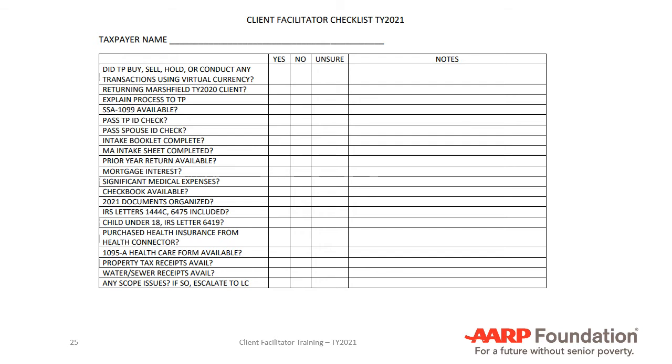So the problem is that with Tax-Aide, virtual currency makes the tax return out of scope. So if a taxpayer is either transacting or selling or even holding virtual currency, the tax return's out of scope, and then it would have to be escalated to the local coordinator, who would then make a decision or politely tell the taxpayer that they need to get their taxes done by someone else. So that's an important question this year and moving forward.